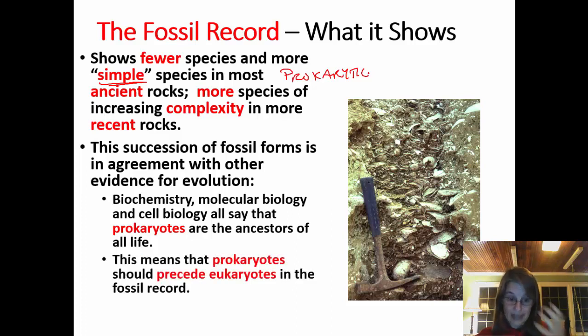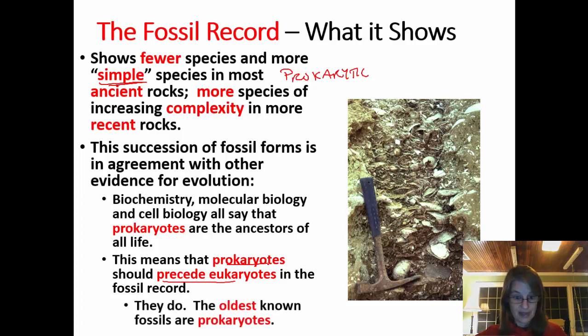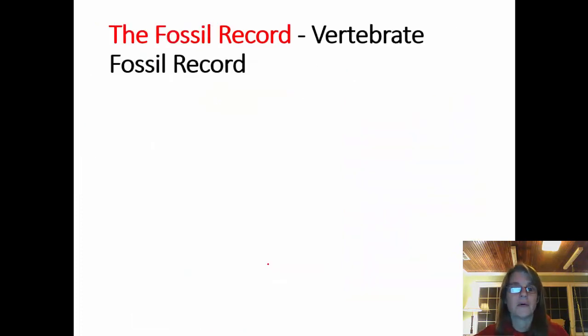Prokaryotes were the first, bacteria were the first. And this means that prokaryotes should precede eukaryotes in the fossil record, and indeed they do. The fossil record is absolutely unequivocal about that. Prokaryotes come first, okay? The oldest known fossils are prokaryotes, and they arise at around 3.8, 3.9 billion years ago, remembering that our Earth is around 4.6 billion years old.